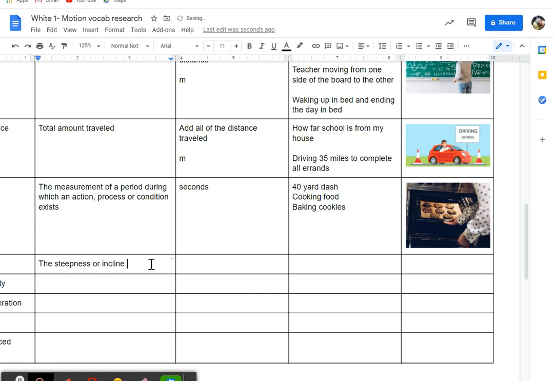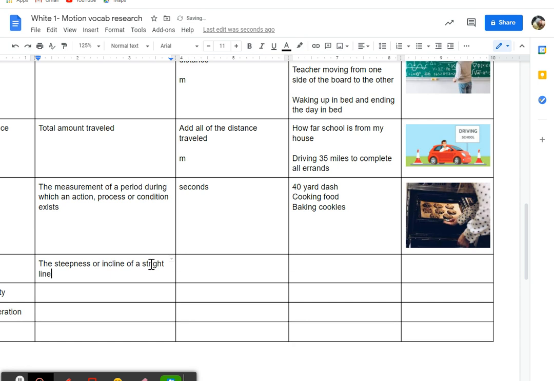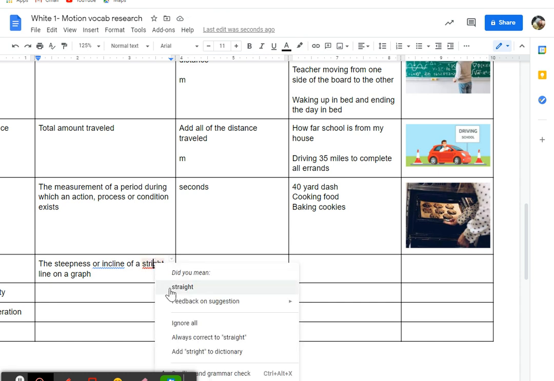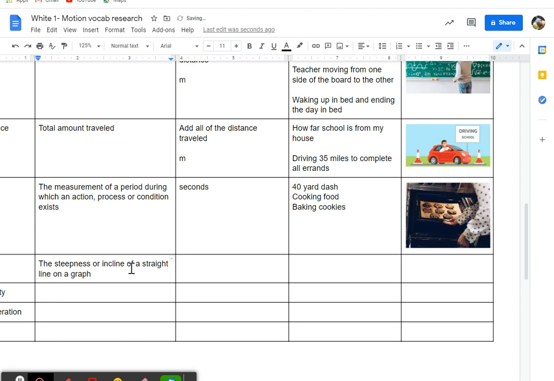So the steepness or incline of a straight line on a graph. So for us, we're going to be talking about the graphing part. All right. And then Fabian said rise over run. That would be our formula to get it. And there's not really units of measure for this one.